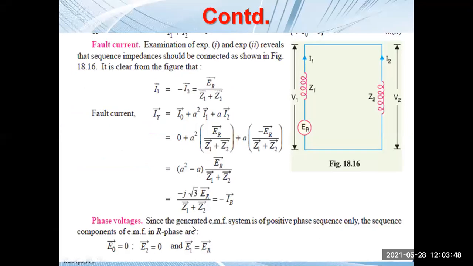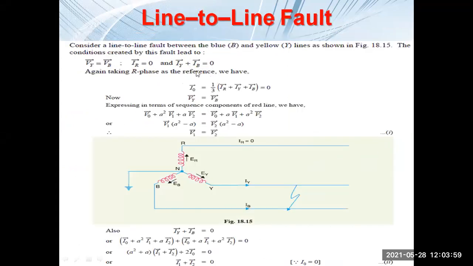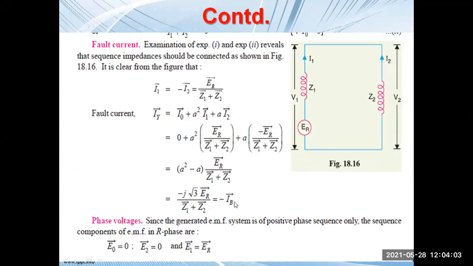So you see Iy equal to minus j root 3 Er by z1 plus z2. If it is a reactance, this would be x1, x2. Okay. Now this is Iy equal to minus Ib. Why Iy equal to minus Ib? Because Iy plus Ib equal to 0. That's why Iy equal to minus Ib.